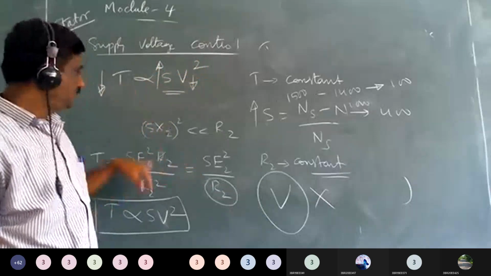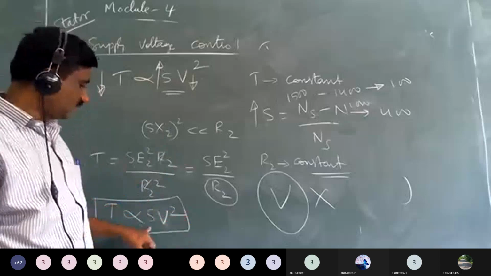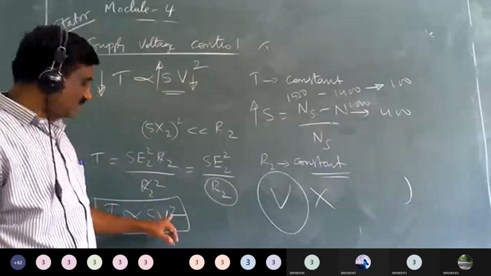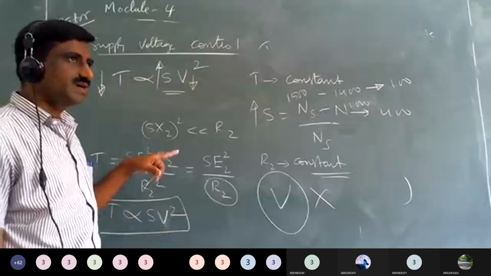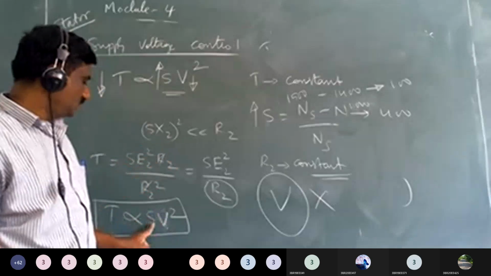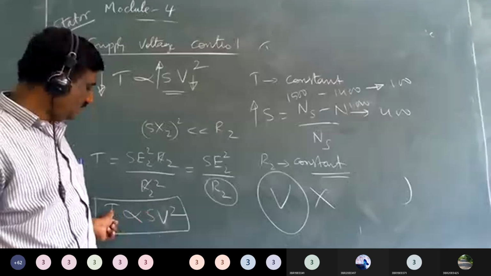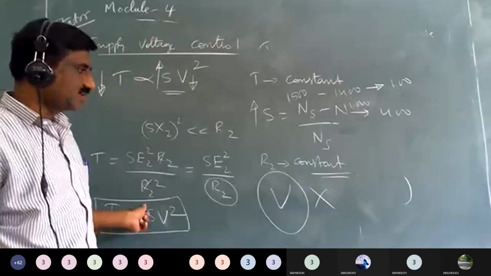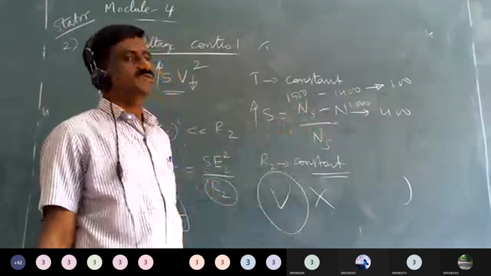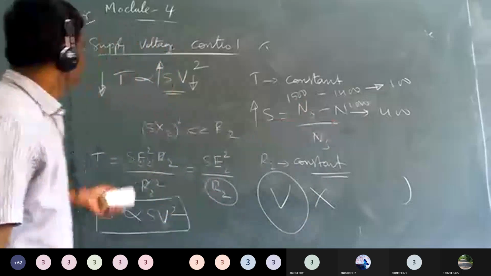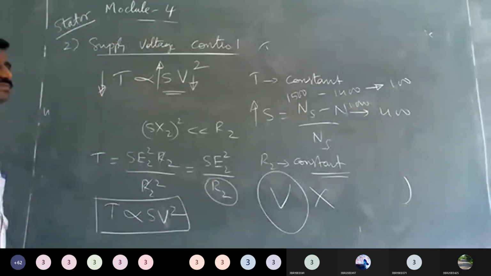It's clear now? You have to explain it like this. Torque is directly proportional to S times V square. When you decrease the voltage, torque also decreases. In order to maintain the same torque, this product has to increase. To maintain the torque constant, slip has to increase. Slip increases means speed decreases. So there is a variation in the speed of the motor. Any doubts with this?